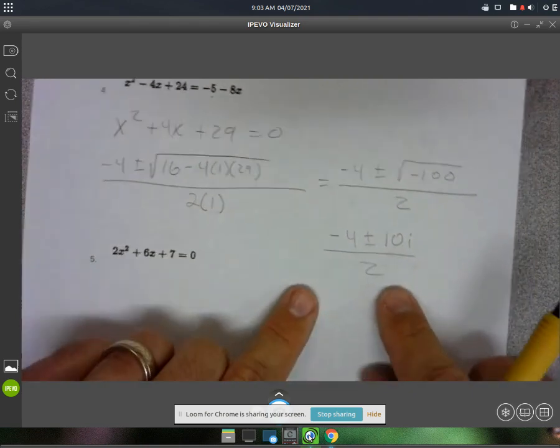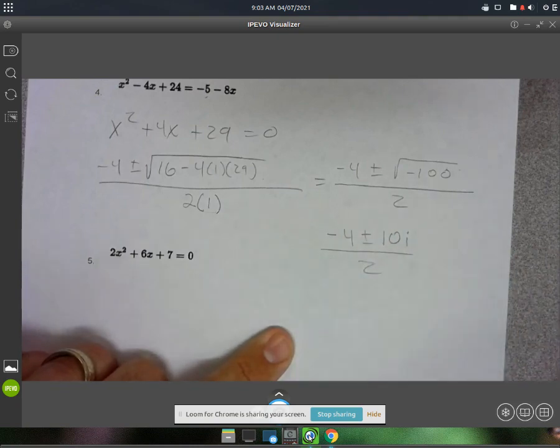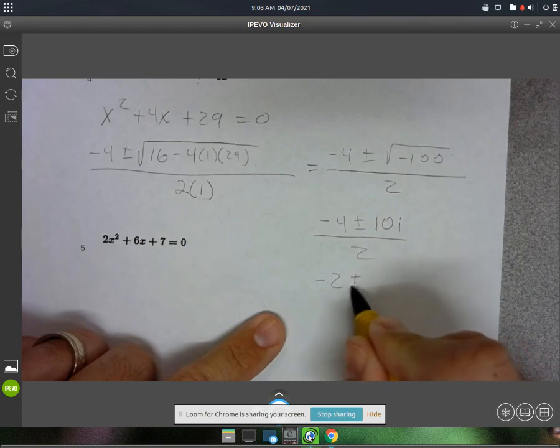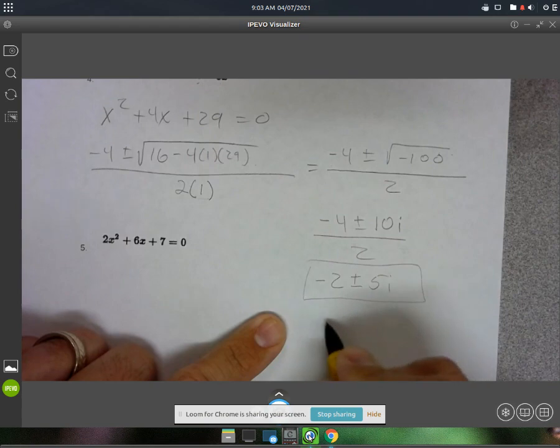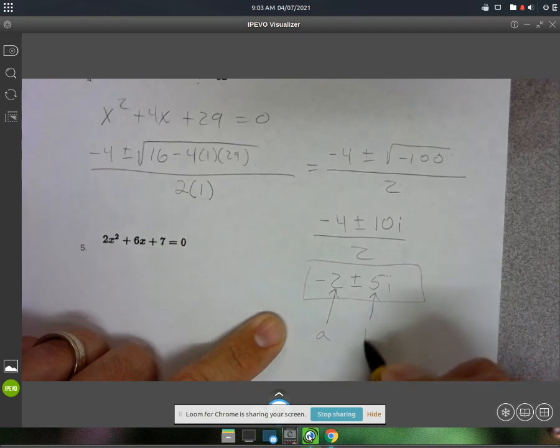All right, so the way that you can write it in a plus bi form is you'll simplify this fraction by 2, because 2 is your denominator. So you're going to get negative 2 plus or minus 5i. So your a is going to be the negative 2, and then your b is going to be the 5.